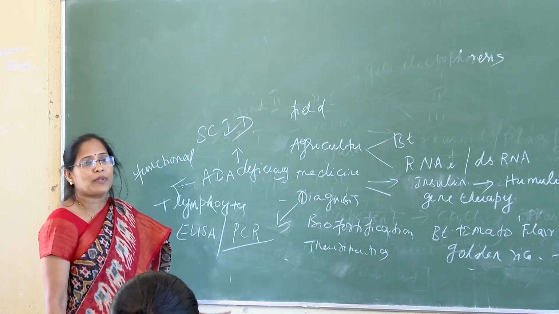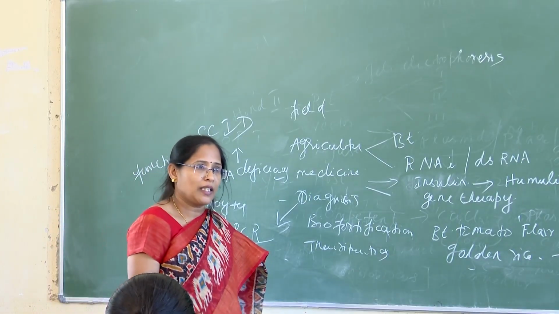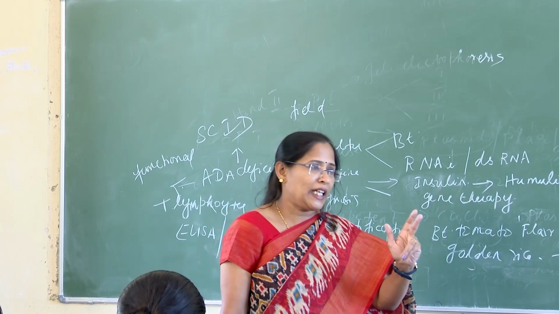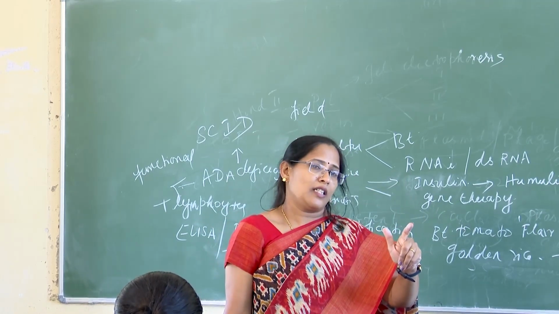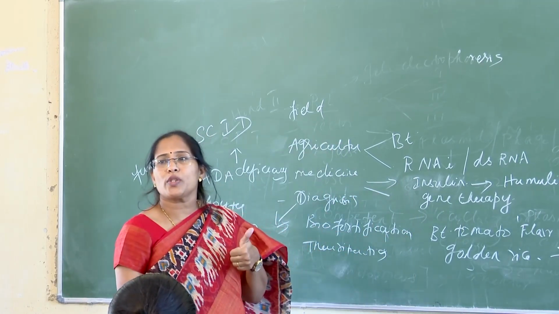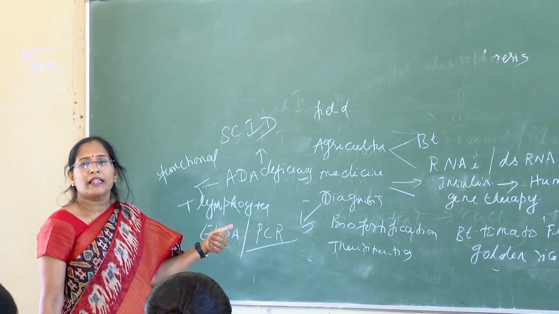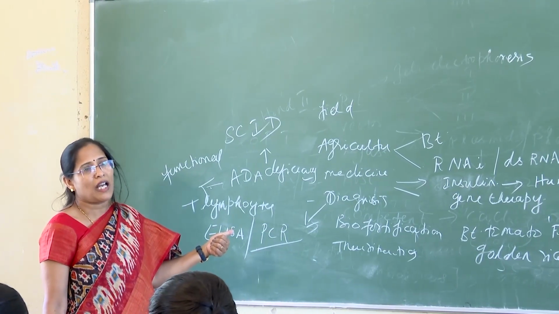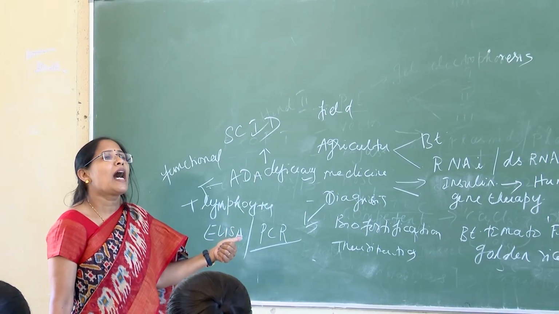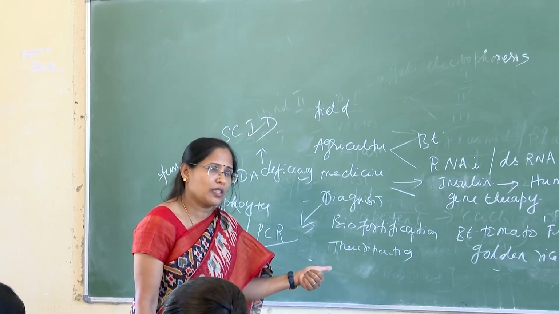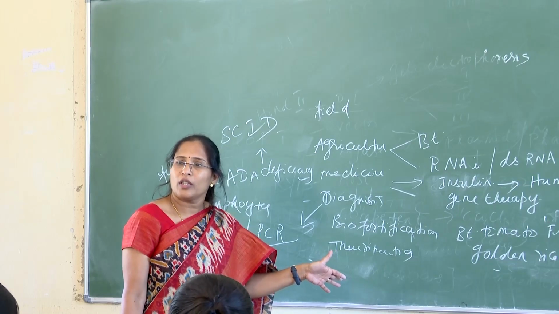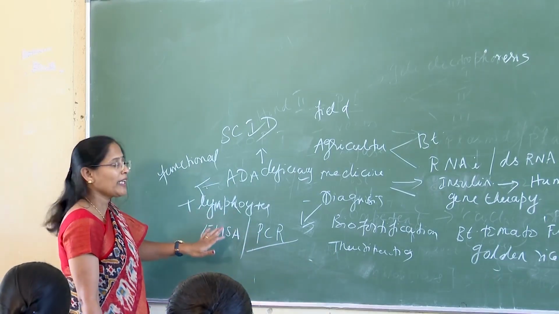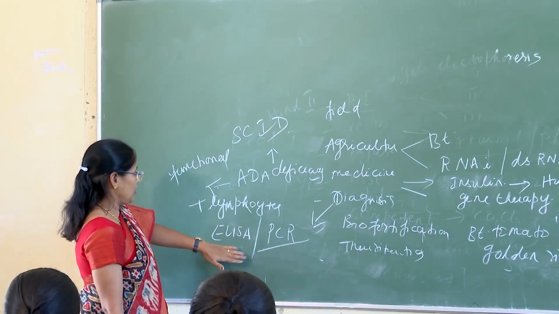What are the 3 steps which are involved in PCR? Denaturation, annealing and extension. Yes. Then what is the enzyme which is used in PCR? Thermus aquaticus. That is your Taq polymerase enzyme, which has been isolated from Thermus aquaticus. We use it. Got it now? Understood? You are able to get it?